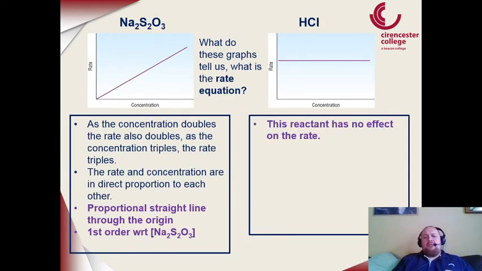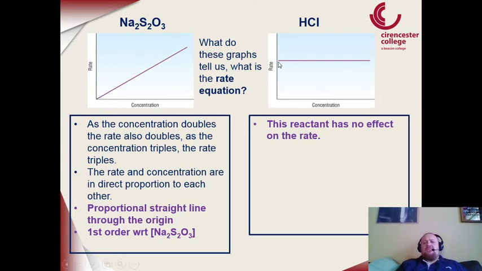So if we did that experiment, we would find that if I increase the concentration of the sodium thiosulfate, it will give a linear line when we're looking at the rate versus the concentration. And because we know it's a linear line, what order is it with respect to the sodium thiosulfate? If you thought first order, you're absolutely right.